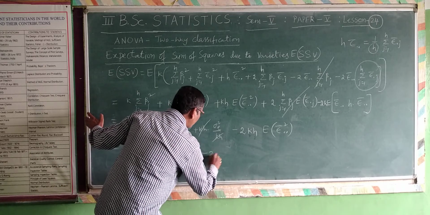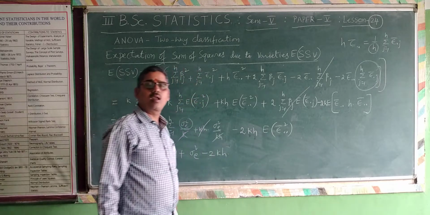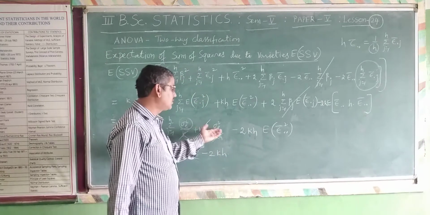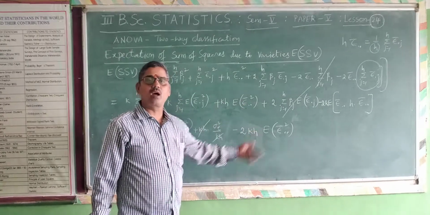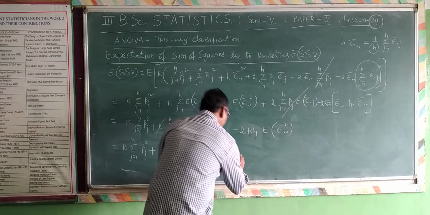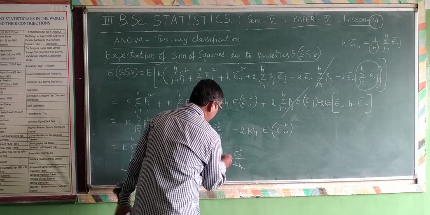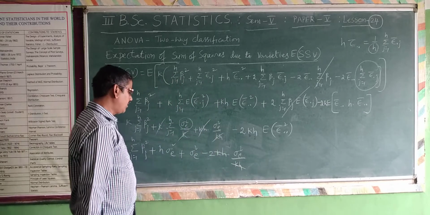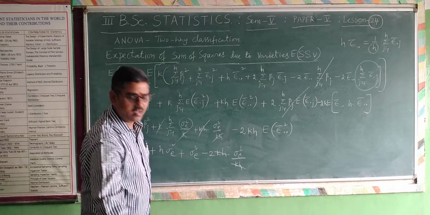Now you see 2 multiplied by kh multiplied by the expectation of epsilon bar dot dot square. Just now we have written, which is the variance of epsilon bar dot dot. So hence it is sigma square e divided by kh. So we can cancel out kh, and then the remaining terms: sigma square e minus 2 into sigma square e. So hence it is minus sigma square e, right?